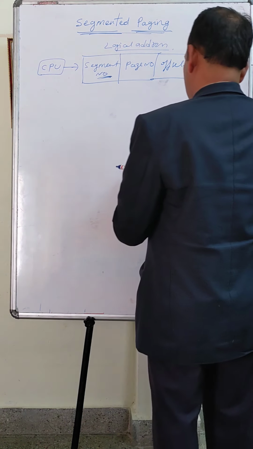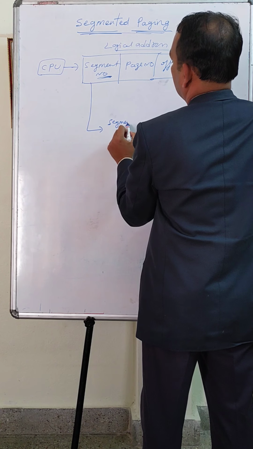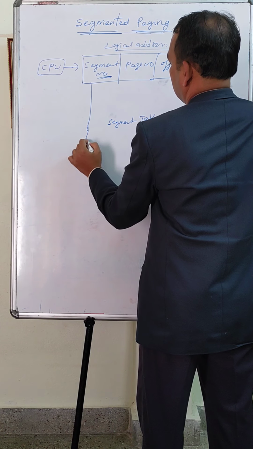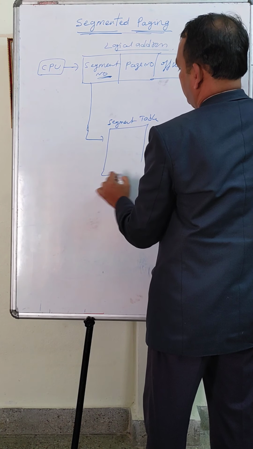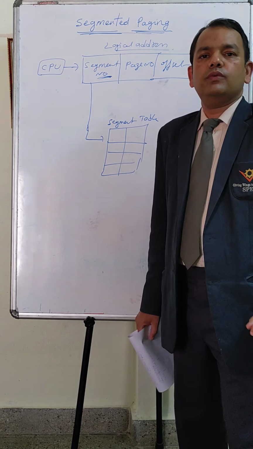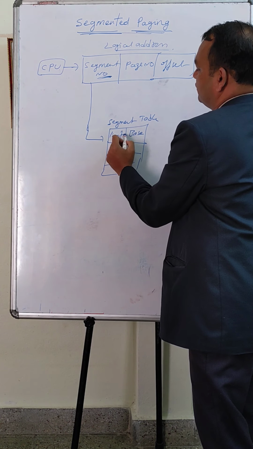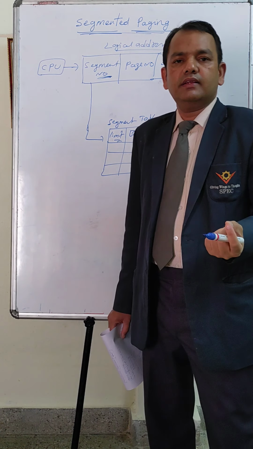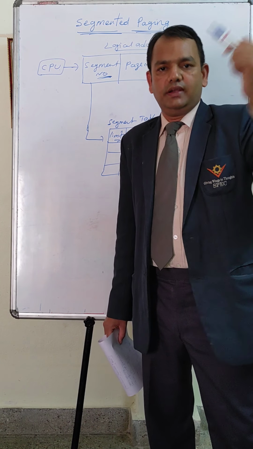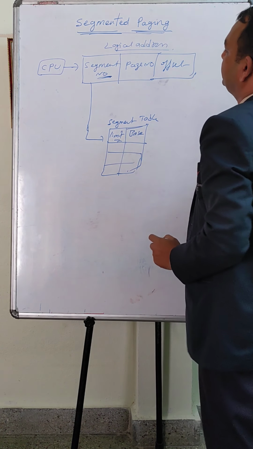Now let us see the hardware diagram. This represents the segment table. What will the segment table have? The segment table always has a base register and a limit register. Where a particular segment is located in main memory, and its range, we are going to get from the segment table.